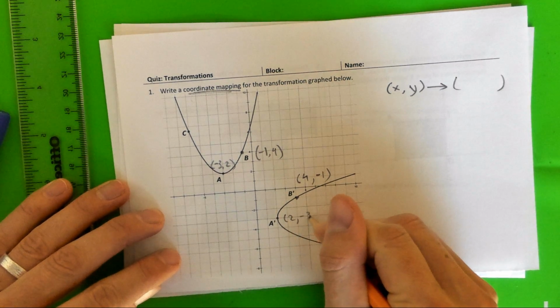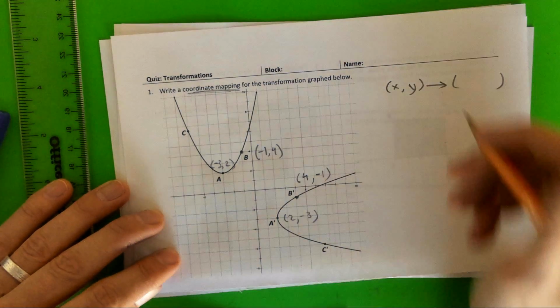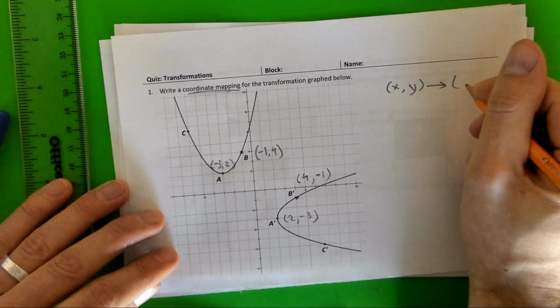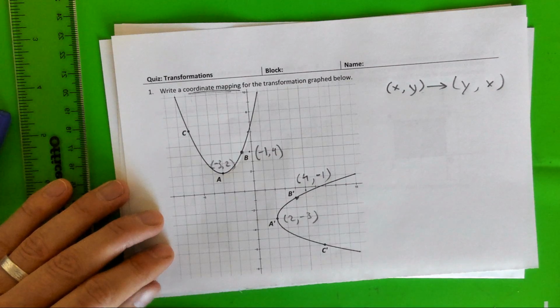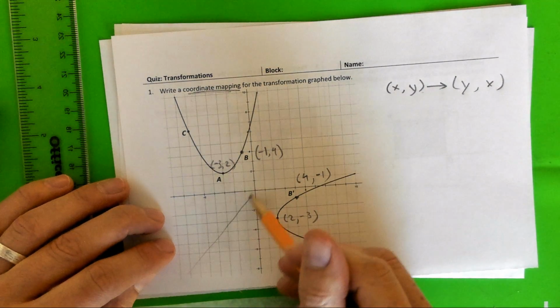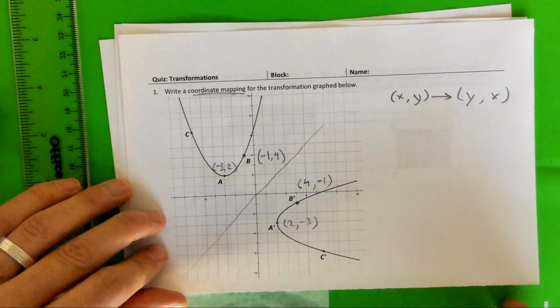Do you see the pattern? The coordinates are just switching. So instead of (x, y), you have (y, x). The coordinates swap. A reflection across the diagonal line y equals x.